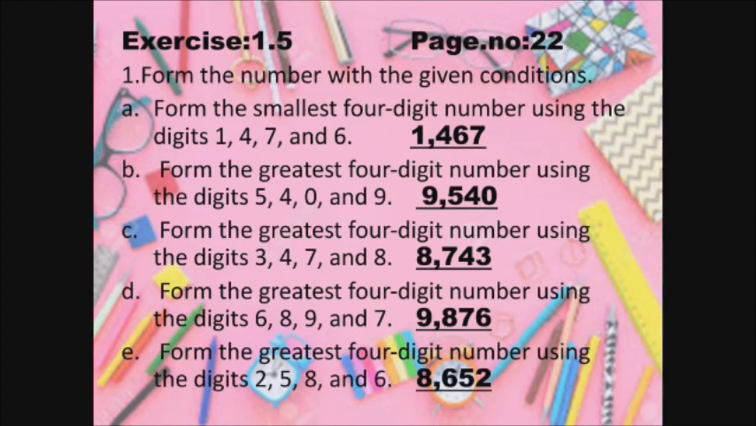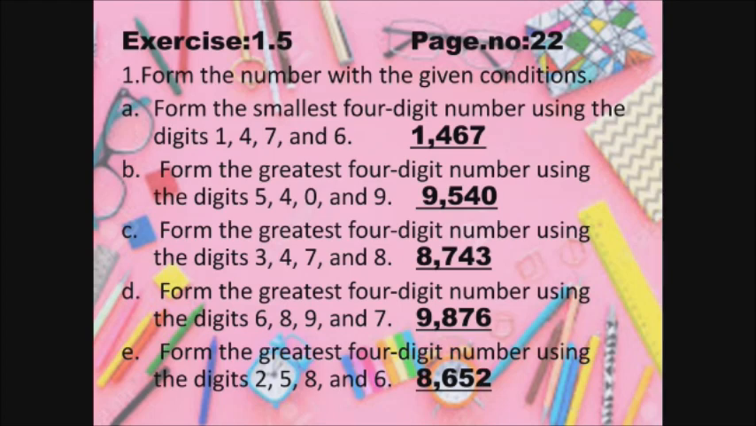See the next one. Form the greatest 4-digit number using the digits 3, 4, 7 and 8. Which is the greatest number among these? 8. So 8, 7, 4, 3. It can be written as 8743. Next, form the greatest 4-digit number using the digits 6, 8, 9 and 7.